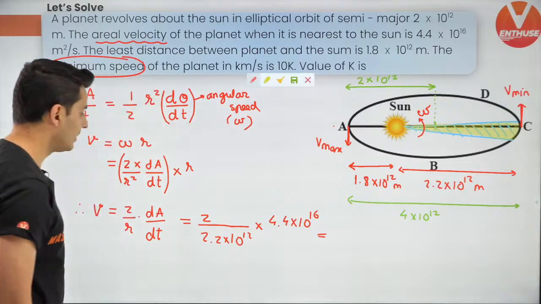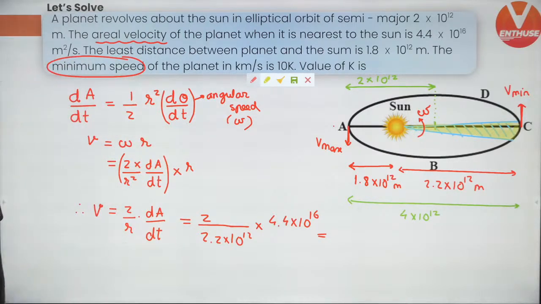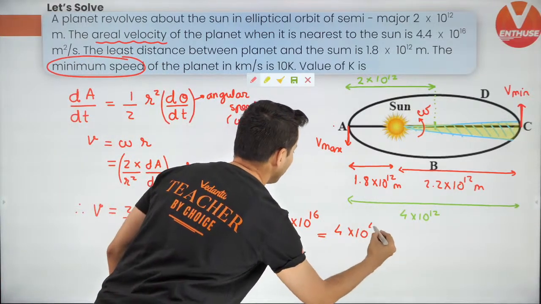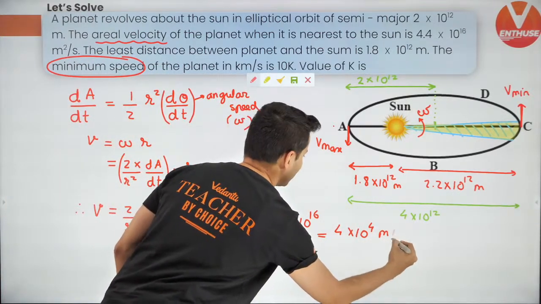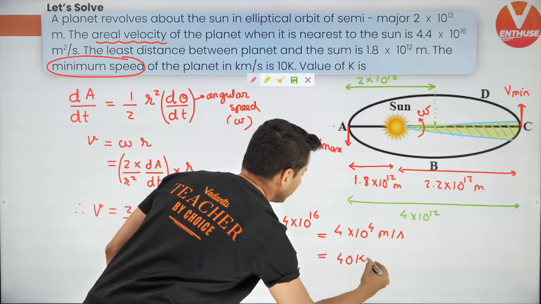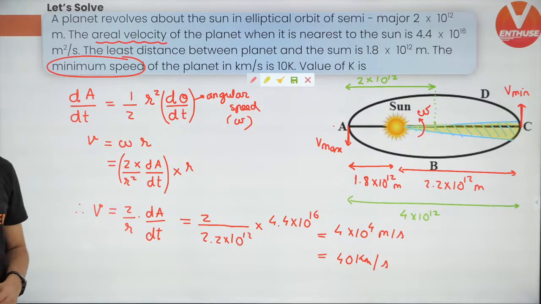Now do the math, guys. 4.4 divided by 2.2 is 2. 2 2s are 4. That's it. So you will get this as 4 into 10 to the power 4, and that would be meters per second, which is 40 kilometers per second. That's the final answer.